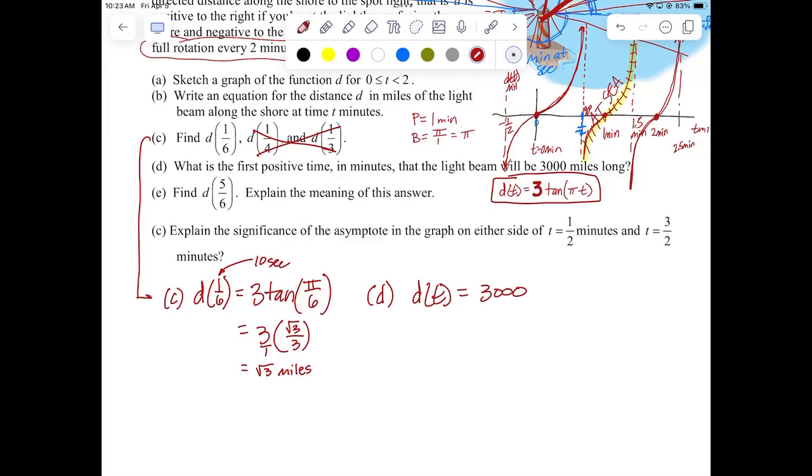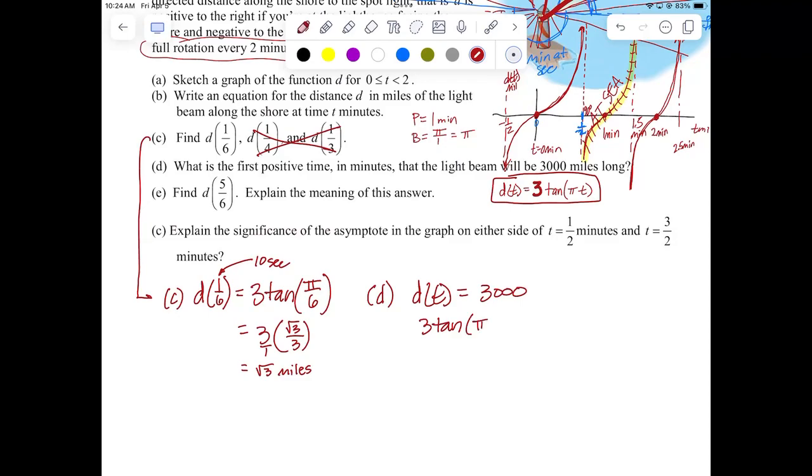Now, you could do one of two things. You could pull out your calculator. You could graph 3,000 as y2 and look to see where it intersects. You'd have to change your y max to something that includes 3,000, wouldn't you? Or you could do it by hand. Let's do it by hand. We know how to do it now.